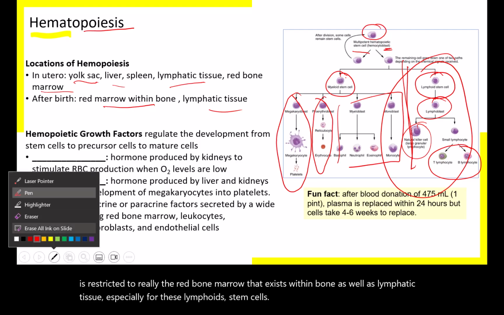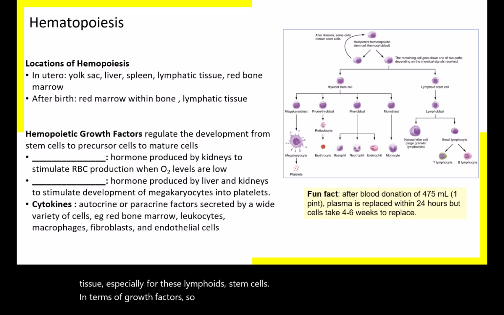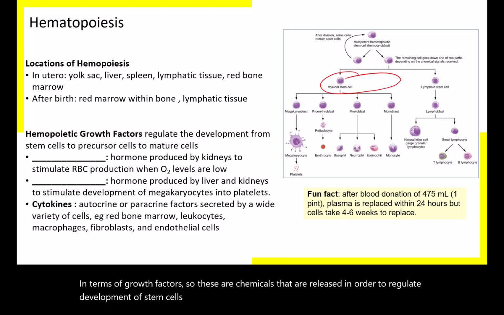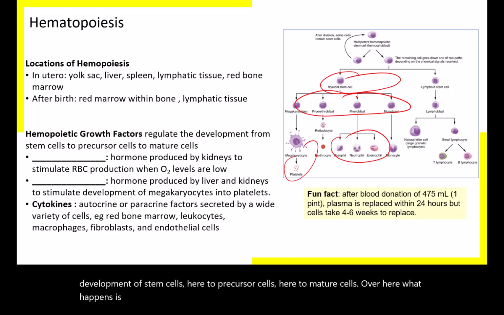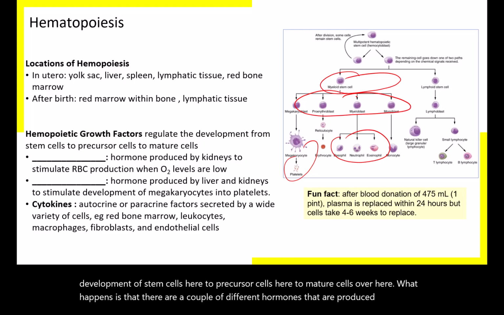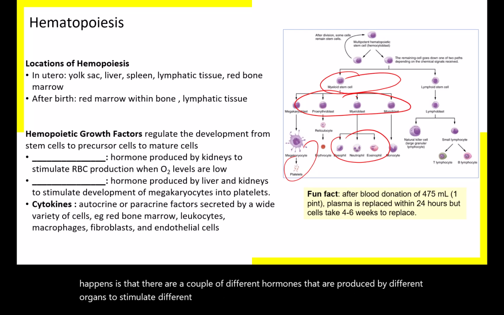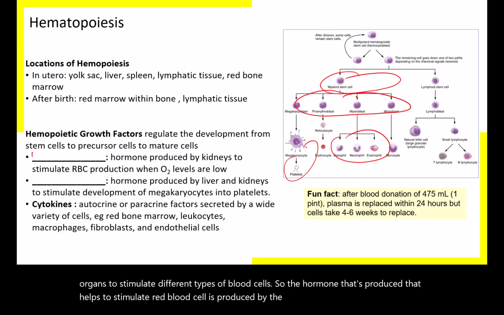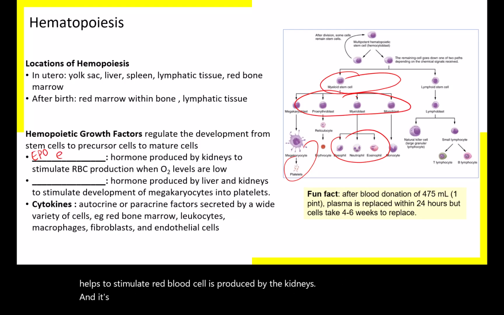In terms of growth factors, these are chemicals that are released in order to regulate development of stem cells here, to precursor cells here, to mature cells over here. What happens is that there are a couple of different hormones that are produced by different organs to stimulate different types of blood cells. So the hormone that helps to stimulate red blood cells is produced by the kidneys, and it's called EPO for short, which stands for erythropoietin.